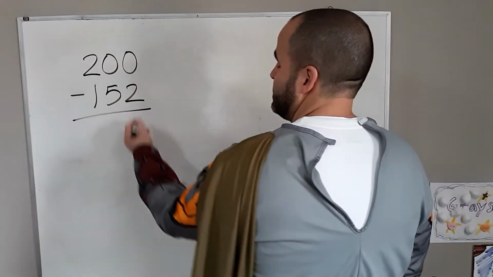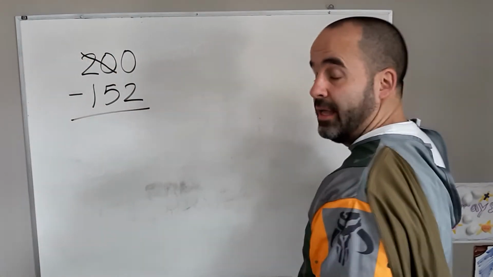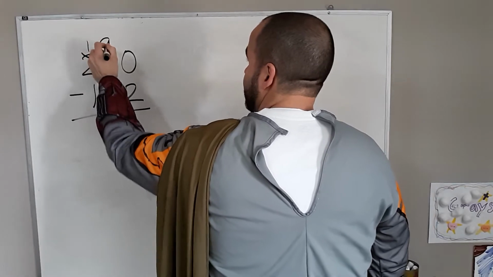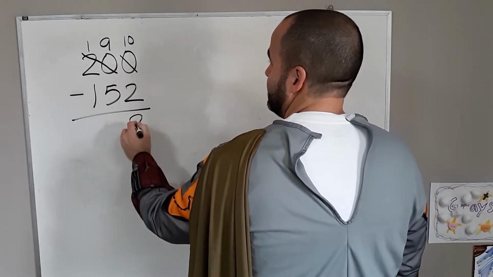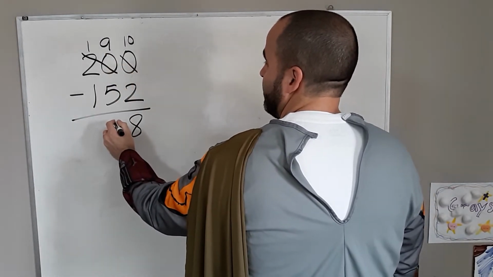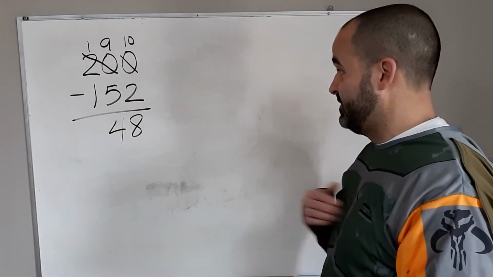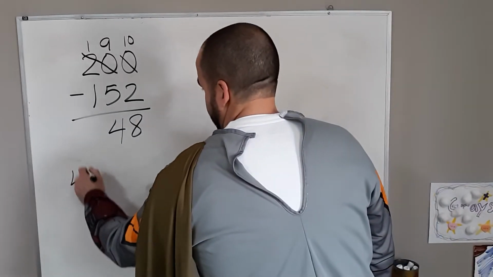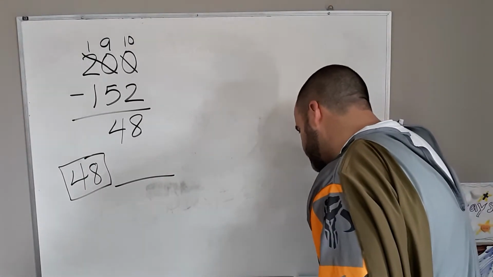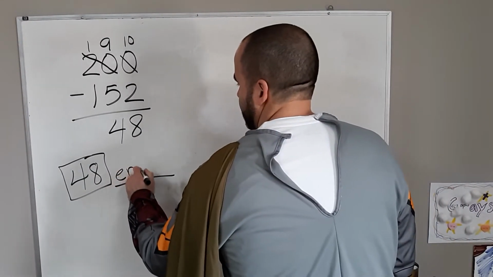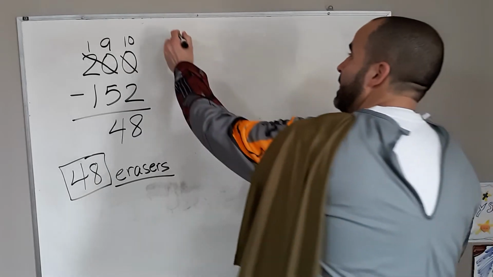If I have 0 minus 2, I can't do that, so we need to borrow. Since it's 0, I have to borrow from the 20. So 20 becomes 19, 0 becomes 10, and now I can take 10 minus 2, and that equals 8. 9 minus 5 equals 4. 1 minus 1 equals 0, so I'm not going to write anything down there. My final answer then is 48, and my label is erasers. So let's write down erasers. That's number 1. All right, let's go to number 2.